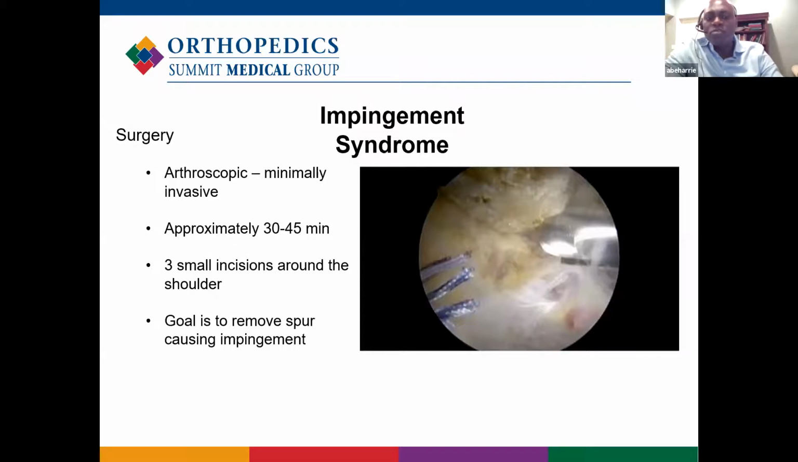We make 3 or 4 small incisions, look inside the shoulder with the camera, and through the camera, we can remove any inflamed bursal sac. We can remove bone spurs as well. And this picture here is showing an instrument called a burr that's used to shave down a bone spur.